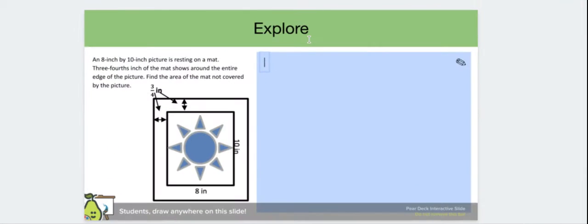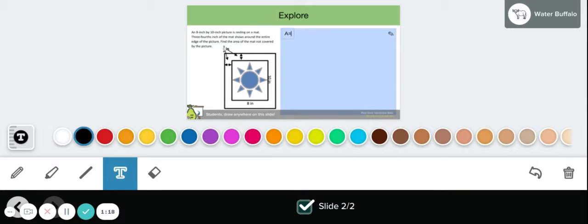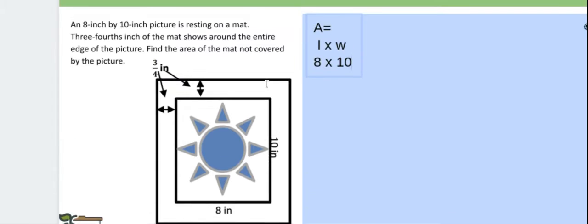So we know area is equal to length times width. And in this case, we have 8 times 10. 8 being our length, 10 being our width.